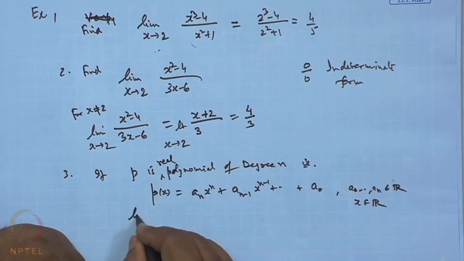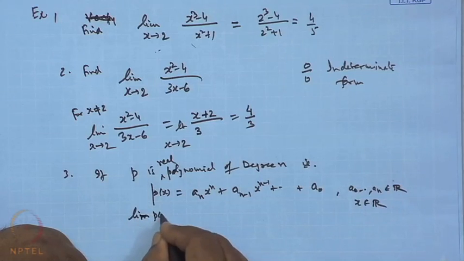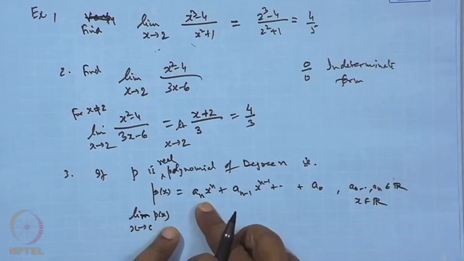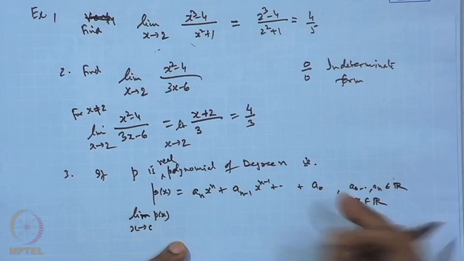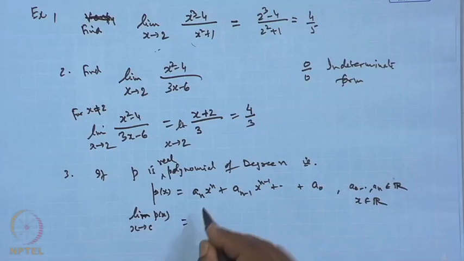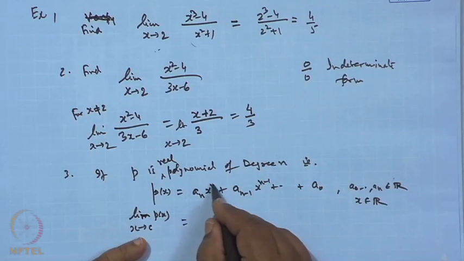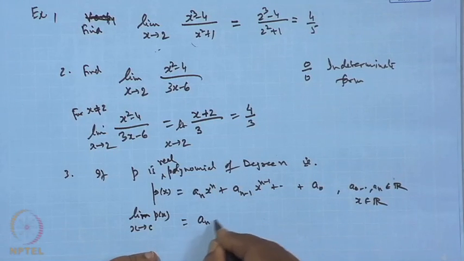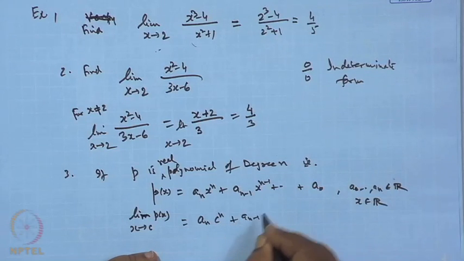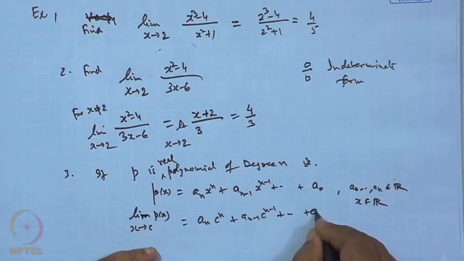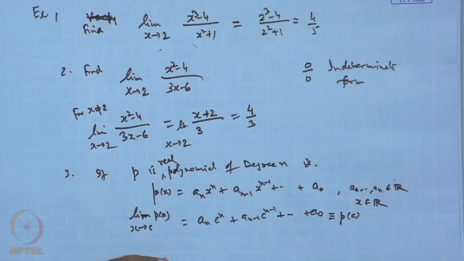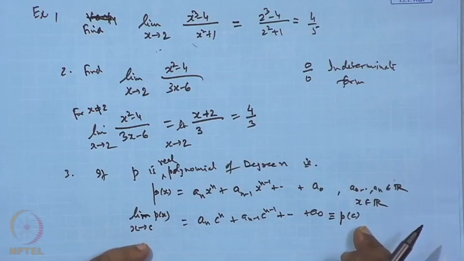If we are interested in computing the limit of this p(x) when x tends to c, then obviously it is a sum of these functions, because each one is a function. So, when you take the limit of this as x tends to c, then x to the power n will go to c to the power n. So, it will come out to be a_n c^n plus a_{n-1} c^{n-1} plus ... plus a_0, which is equivalent to the polynomial p at the point c, a constant p(c). So, the limit of the polynomial p(x) when x tends to c is this.